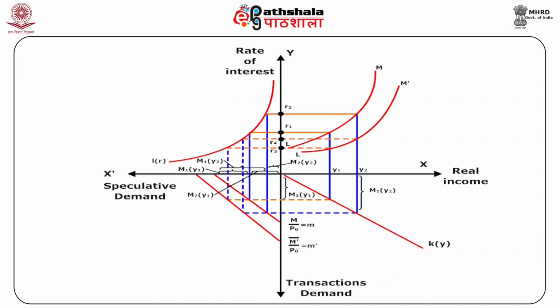If we join these 2 points, then we have a new LM function, L prime M prime, which lies to the right, which shows an expansion of the LM function. Therefore, if nominal money supply increases, we can see that the new LM function expands, and the same effect would be there if the price level falls, because we can see that real money supply would rise either if nominal money supply increases or if the price level falls.